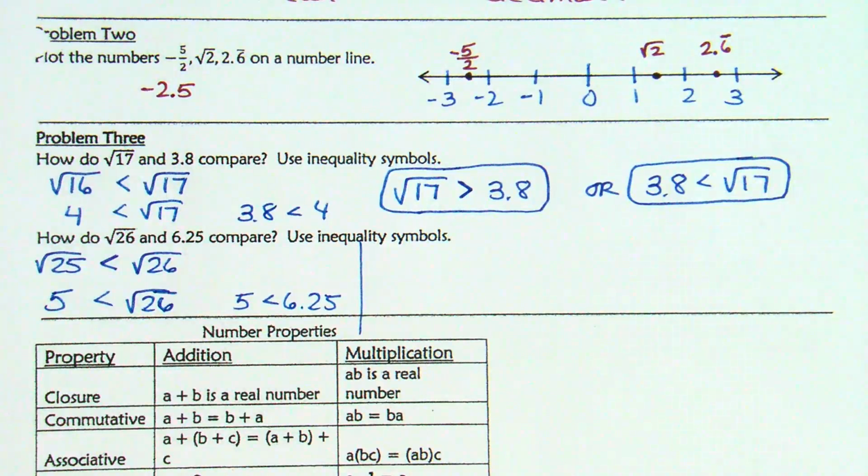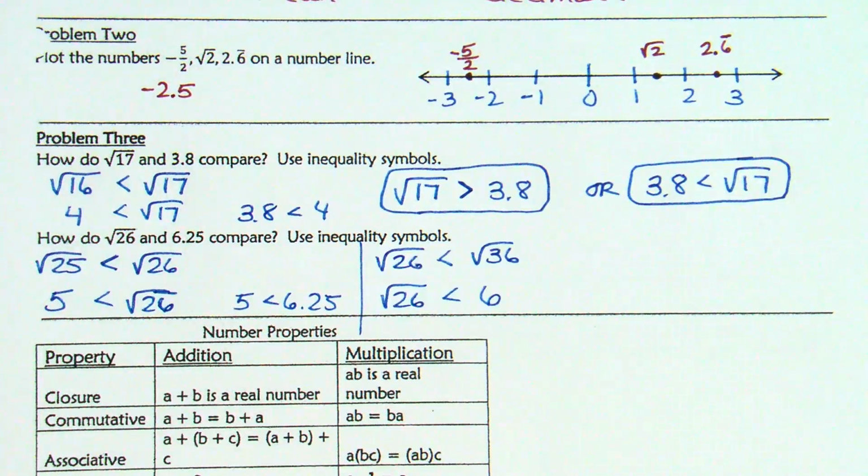So if we talk about square root of 26 versus square root of 36, I'll finish that explanation in a moment. Point interruption. Can I have your attention for a few minutes?